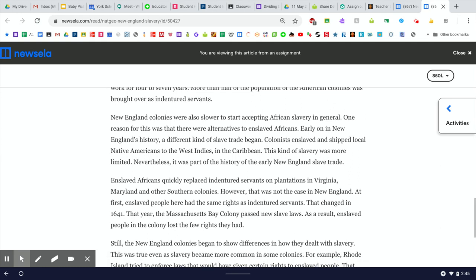So do you understand what they're saying there? That the colonists who came from England to the New England colonies captured Native Americans and sent them to the Caribbean as slaves.